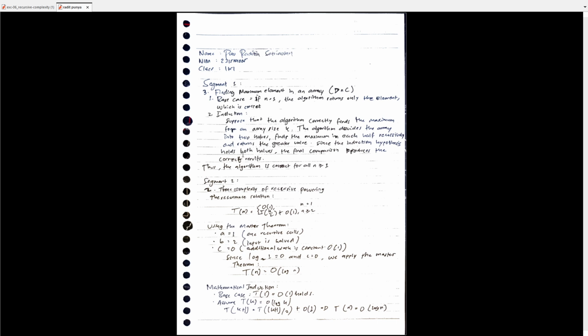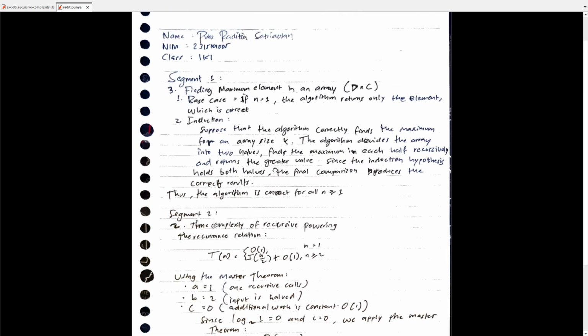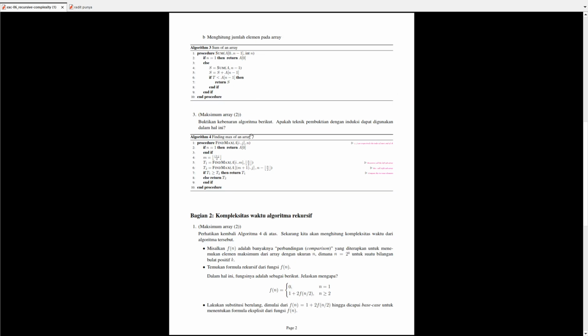So simply, it works in that algorithm, which is finding the maximum element in an array. I already made an overview of it: the problem is in the D&C, or divide and conquer. In our answer, the base case is if n equals 1, the algorithm returns the element, which is correct. If n equals 1, then return the element of it.